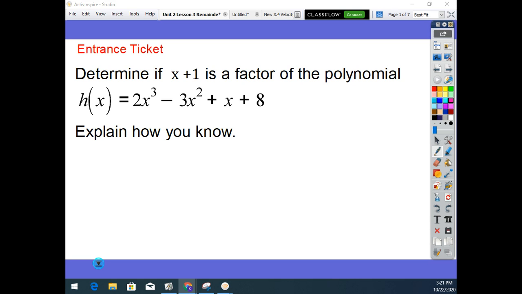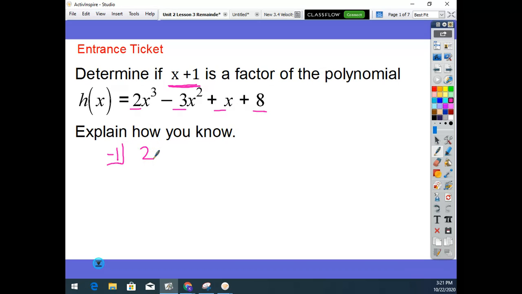So start out by determining, is x plus 1 a factor of the polynomial? So remember, to figure out if it's a factor, we have to divide. I usually use synthetic division. With x plus 1, we do the opposite in the corner. Then I take my coefficients.